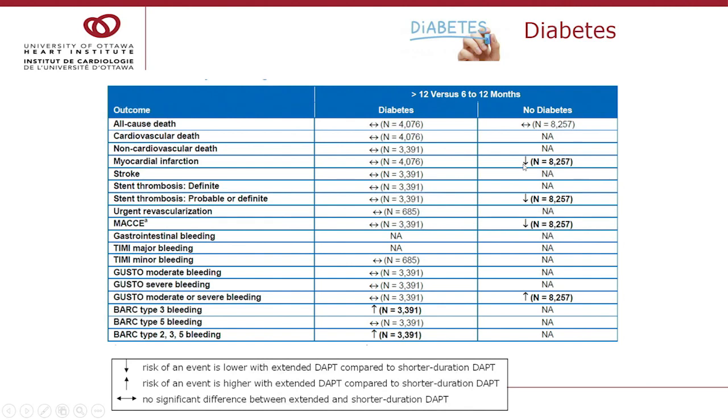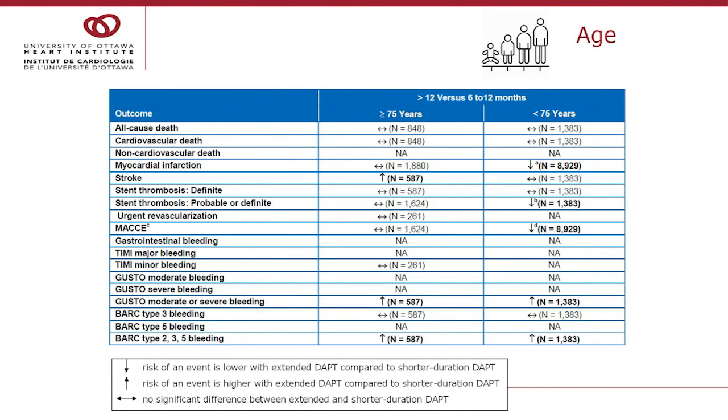We see a reduced risk of MI, a reduced risk of probable or definite stent thrombosis, a reduced MACE, and again an increase in bleeding as related to the Gusto definition. Age. Age, fortunately, is over 75 years of age, so for those who are still under 75, we're all young.